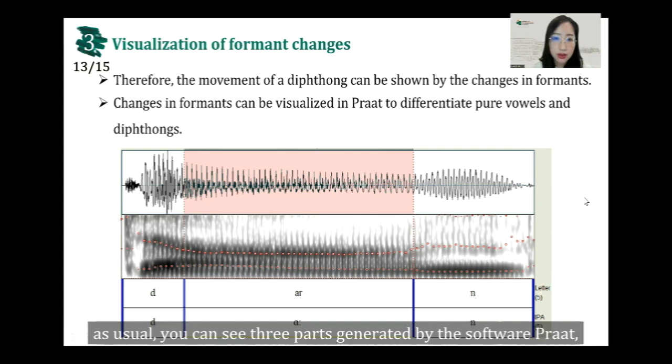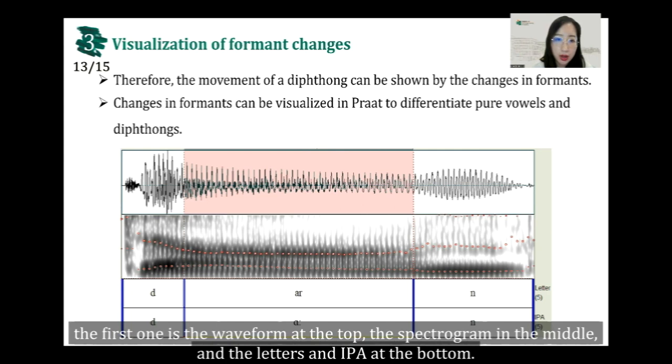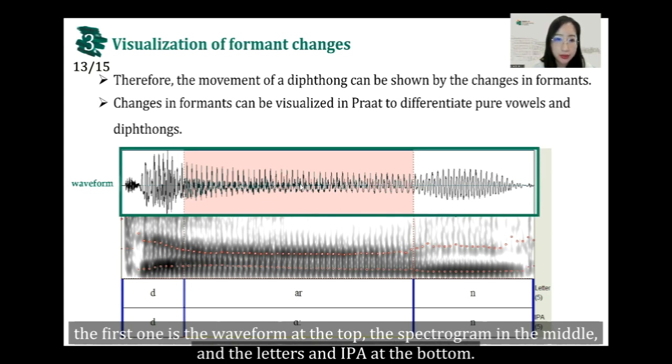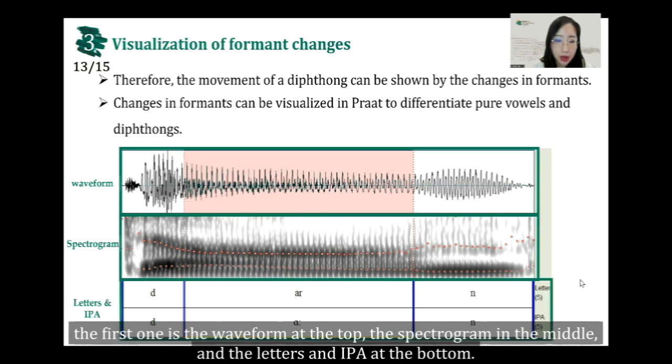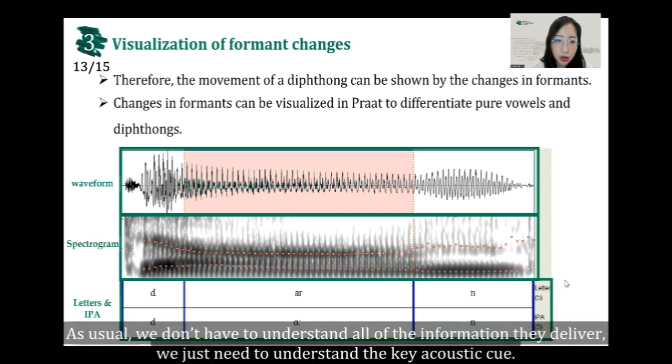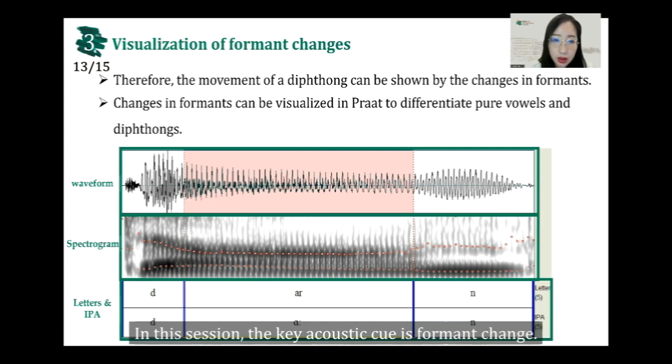As usual, you can see 3 parts generated by the software Praat. The first one is the waveform at the top, the spectrogram in the middle, and the letters and IPA at the bottom. As usual, we don't have to understand all of the information they deliver. We just need to understand the key acoustic cue. In this session, the key acoustic cue is formant change. So the first thing we should know is where to find the formants.